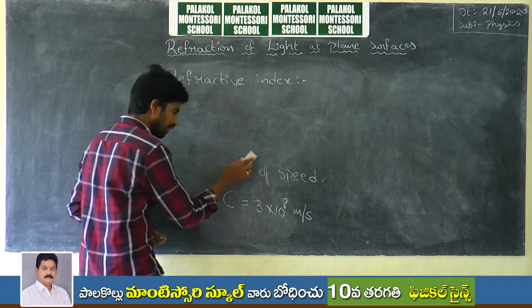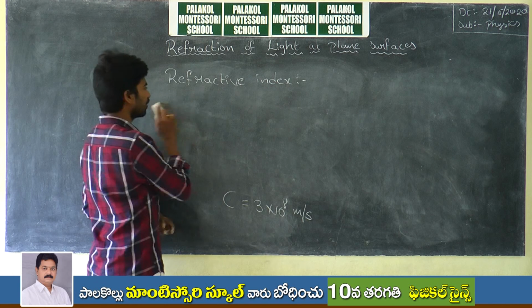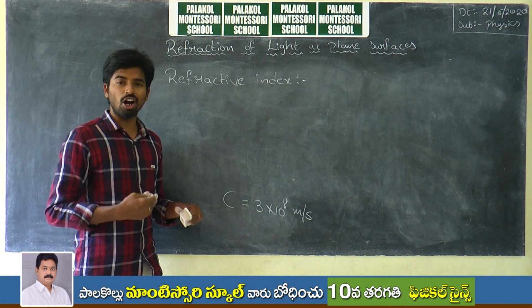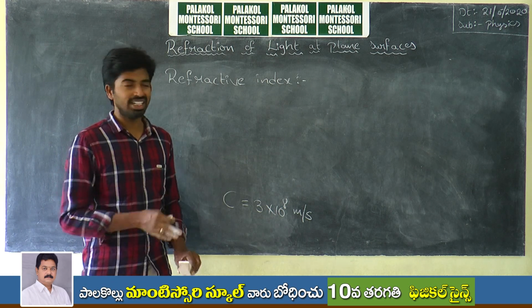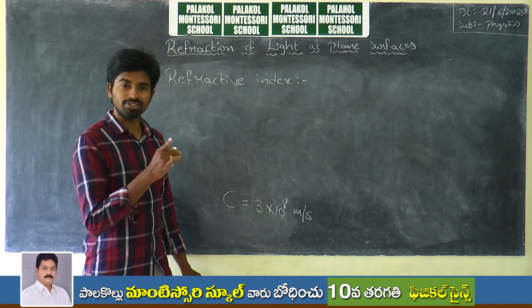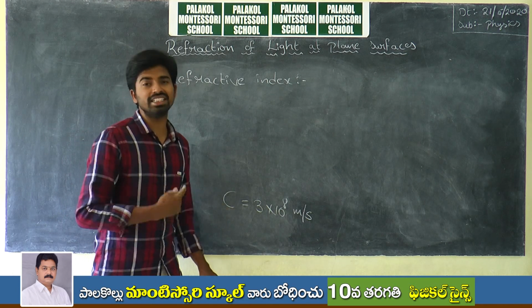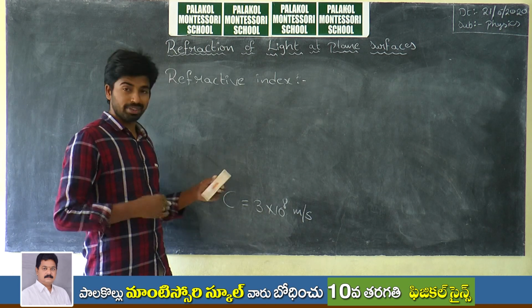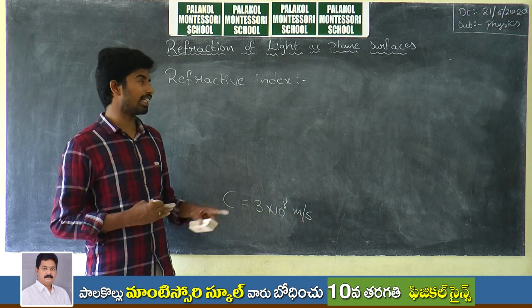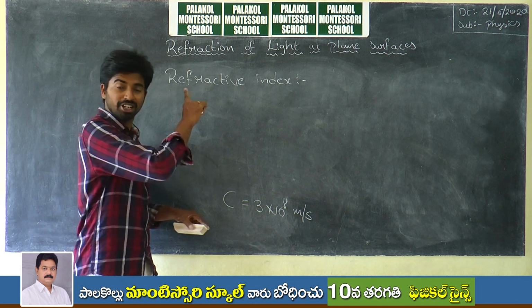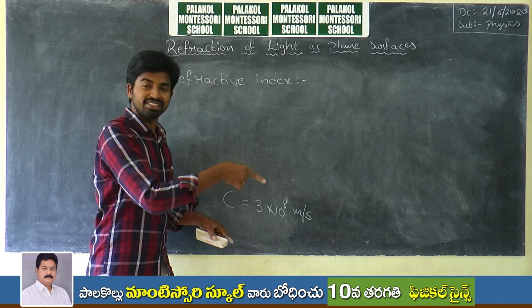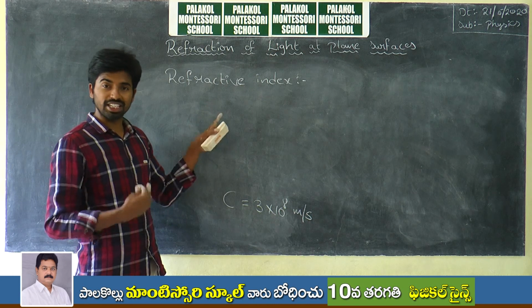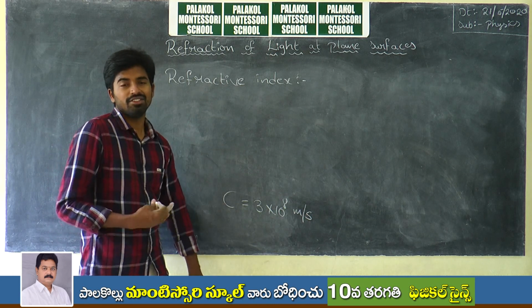So what is refractive index? Refractive index gives an idea of how much deviation there will be in the direction of the light. When light travels from one medium to another medium, it changes its direction. How capable is the medium of changing the direction of the light? It is given by the refractive index. If the refractive index is larger, it changes its direction largely. If the refractive index is very low, it changes its direction only slightly.